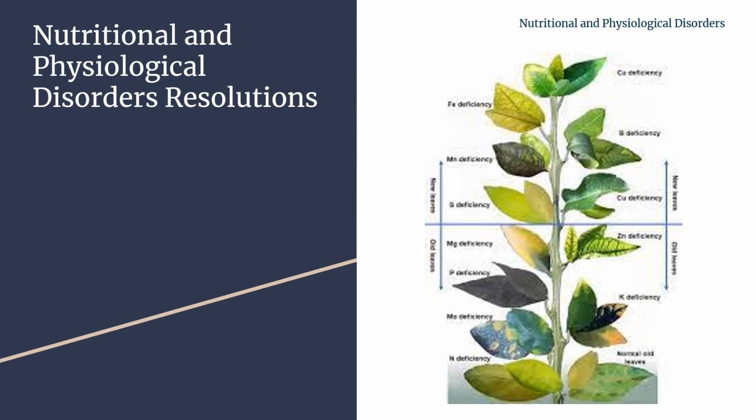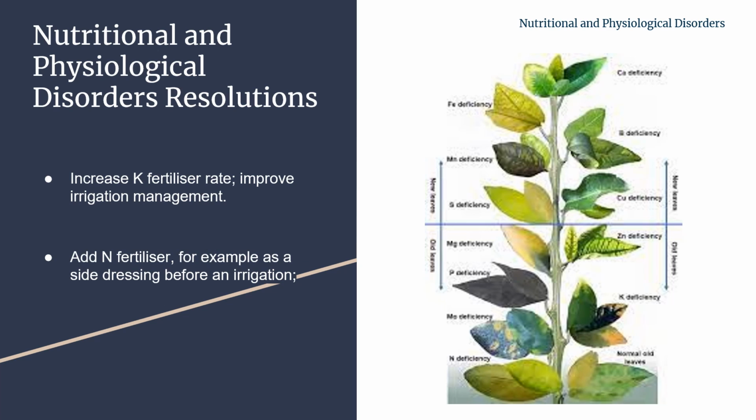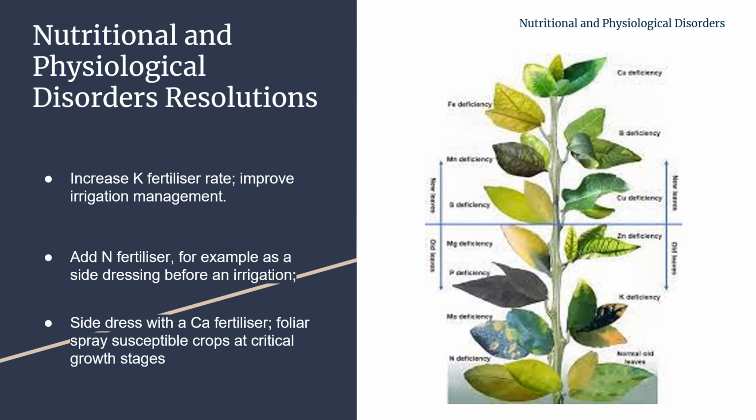Nutritional and physiological disorders resolution. Increase K fertilizer rate and improve irrigation management. Apply N fertilizers, for example, as a side dressing before an irrigation. Side dress with a Ca fertilizer. Foliar spray susceptible crops at critical growth stages.